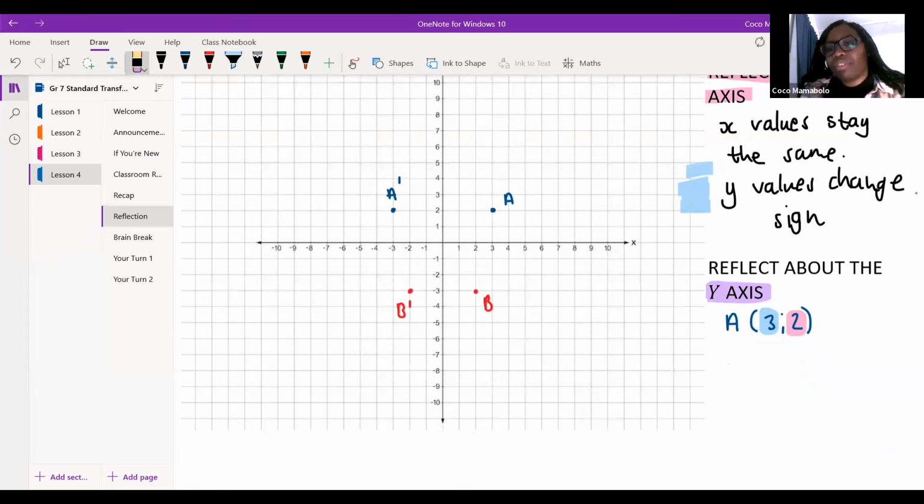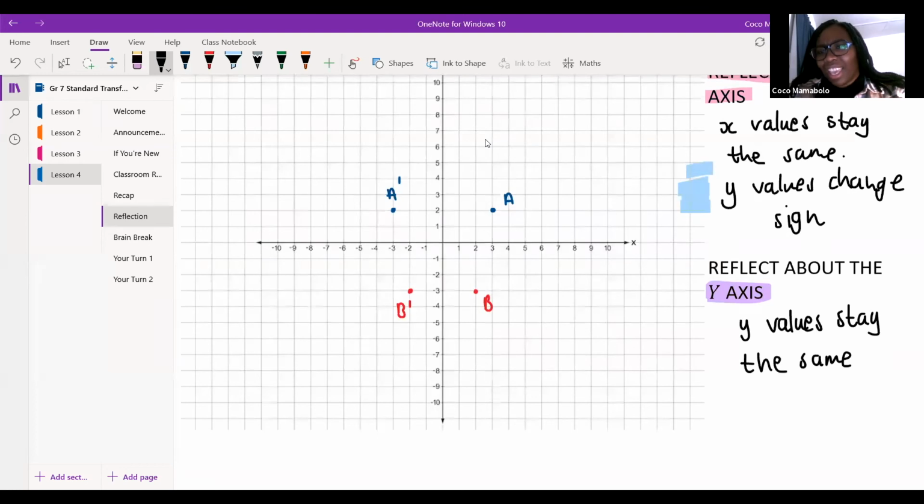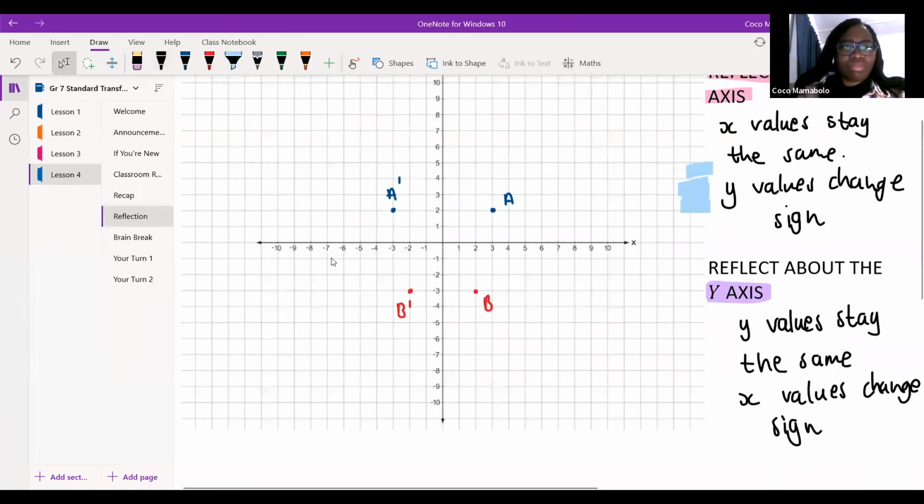Rolivua, I have not seen your hand in a long time. Do you want to give me the rule? Hello, Rolivua. How are you? I'm good and you? I'm excellent. All right. Can you give me the rule that we're going to use when we reflect about the Y-axis? I think it's Y value stays the same, X value changes the sign. Good. Excellent. The Y values stay the same and the X values change sign. Well done. You're amazing. Very well done.